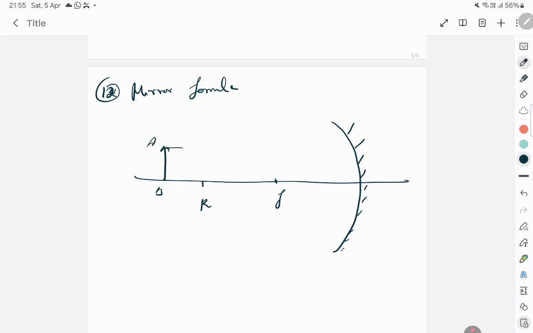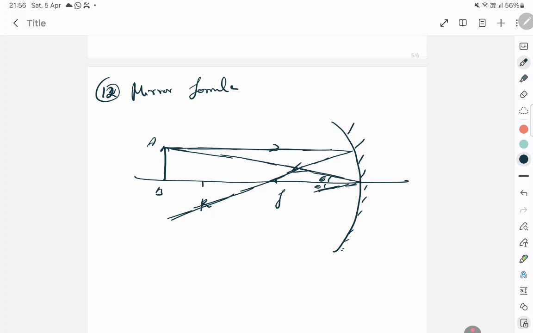A ray parallel to the principal axis, after reflection, will pass through the principal focus. Any ray falling obliquely at P will get reflected back obliquely with the same angle, such that this is theta, this is also theta. Reflected back obliquely, and you get an image.